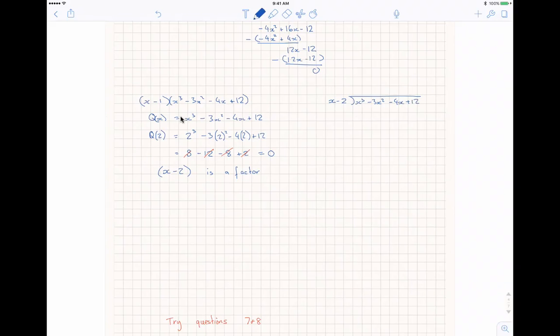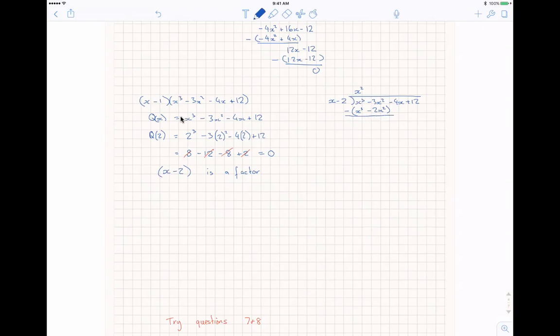We need to multiply x by x squared to get x cubed. Multiplying x squared by x, we get x cubed. x squared by minus 2 is minus 2x squared. Subtracting terms, x cubed minus x cubed is 0.